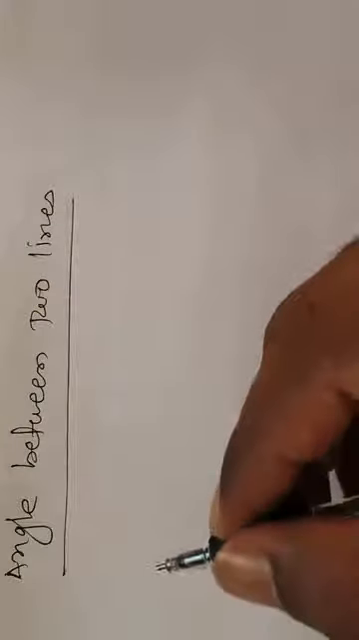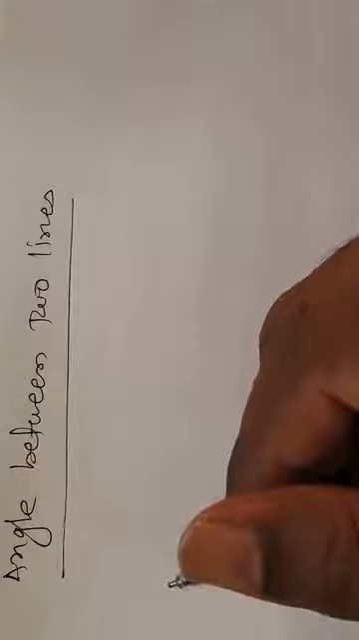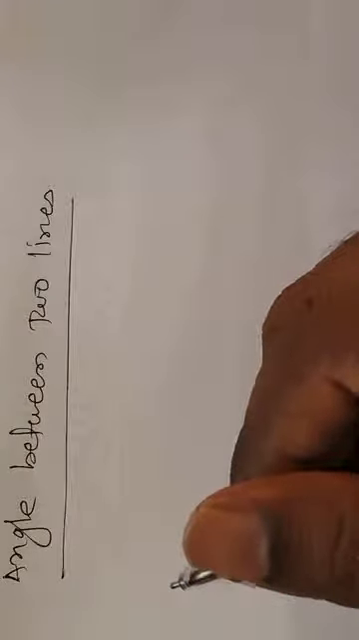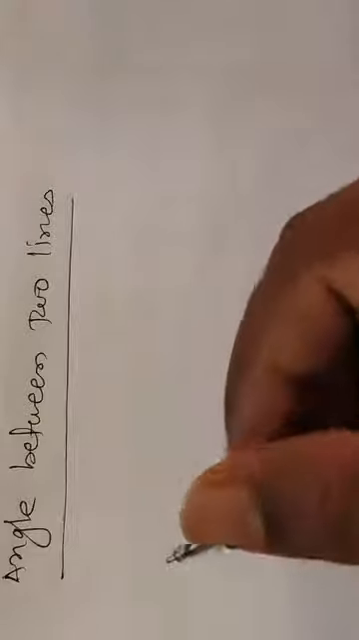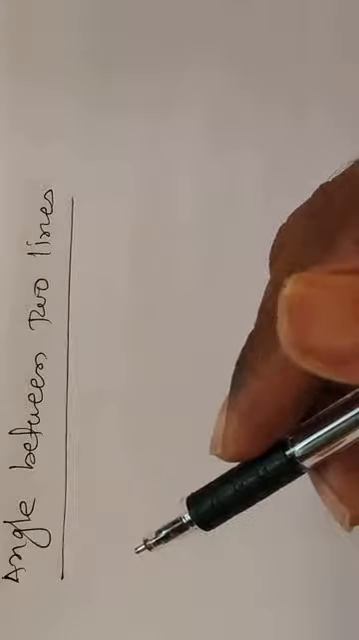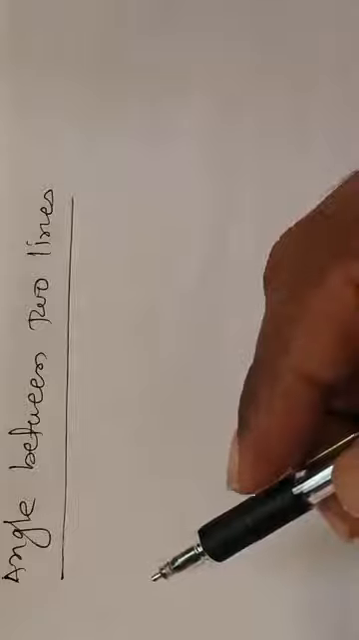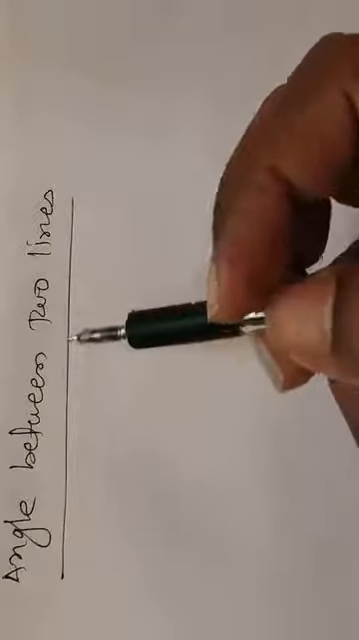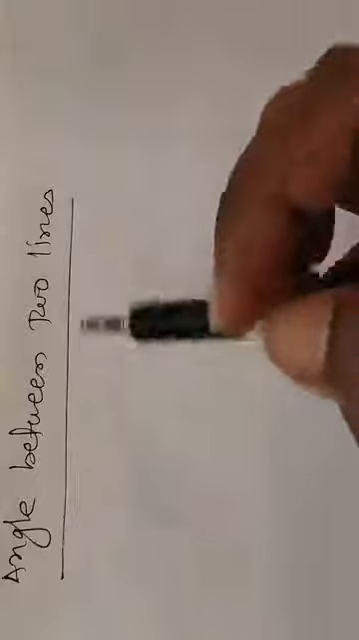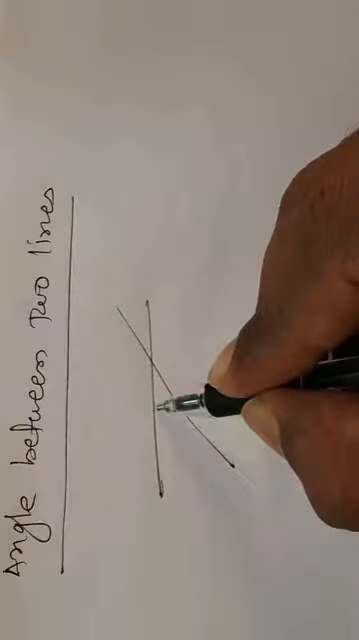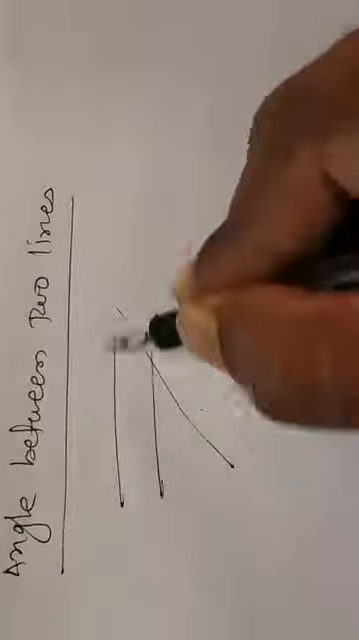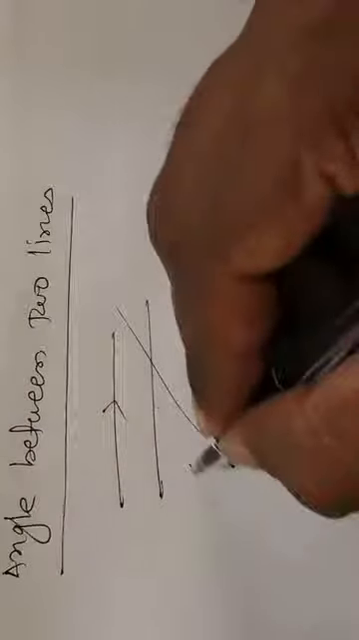Next is the angle between two lines. As we know, the line equations are r bar equals a bar plus lambda times b bar, or in the second vector form, r bar equals a bar plus lambda times (b bar minus a bar). We are taking the angle between the parallel vectors, not the lines. If two lines are here, then we don't take the angle between the two lines directly. This is the parallel vector of this line and this is the parallel vector of this line.